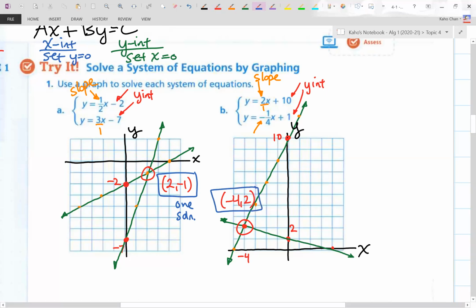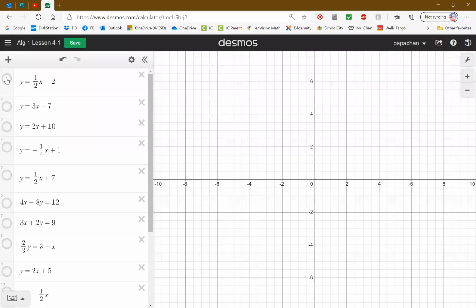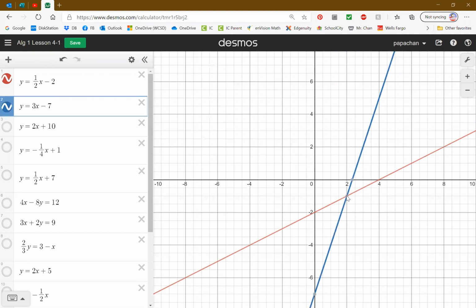I know this is an Algebra 1 class, but sometimes you might be able to check maybe with some graphing calculators or even Desmos. So what I'm going to do is to switch over to Desmos. Remember these two answers, 2, -1, and -4, 2. If we switch over to Desmos, I already have 1A ready to go here. Boom, boom, there it is. Let me just check here. There it is, 2, -1. Yes, that's the answer we got for number 1A.